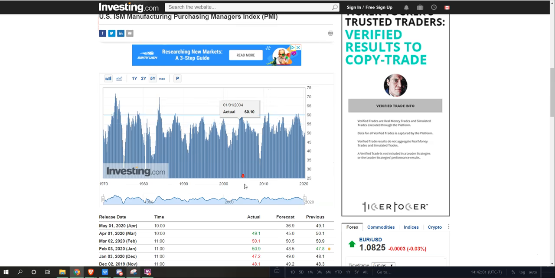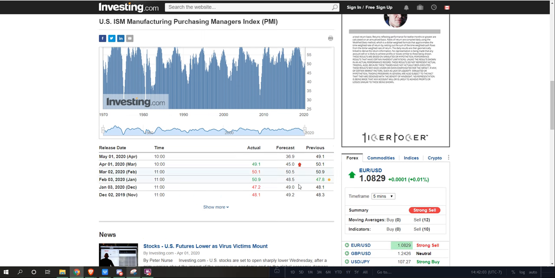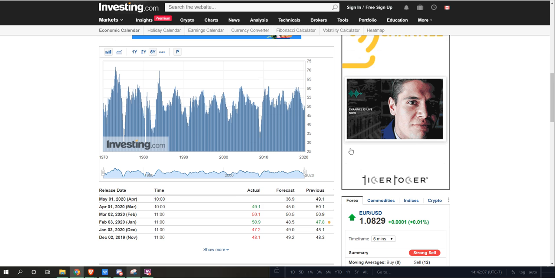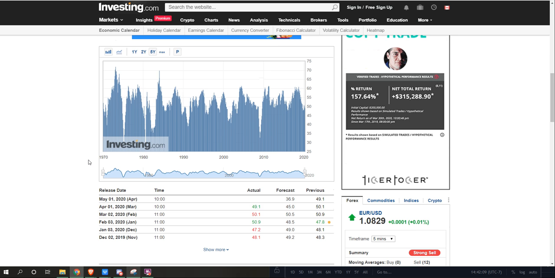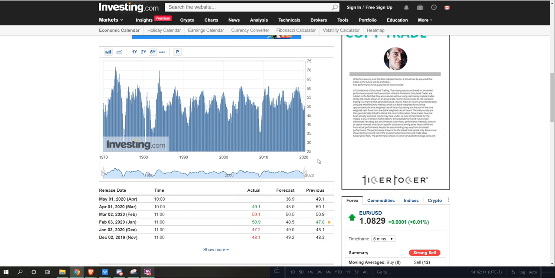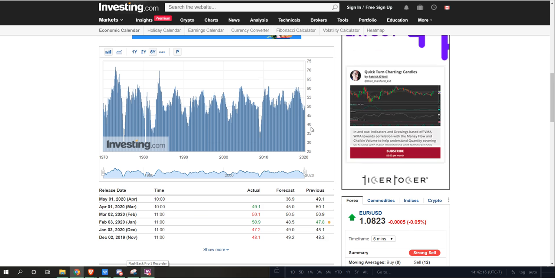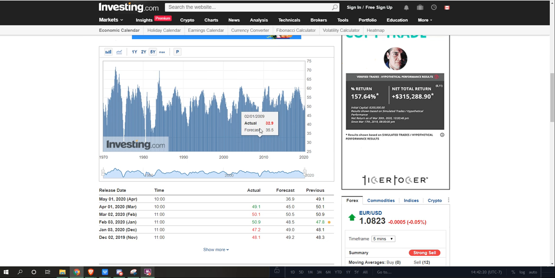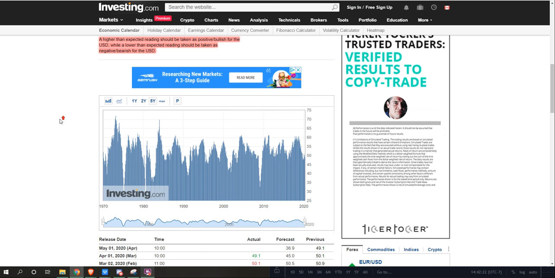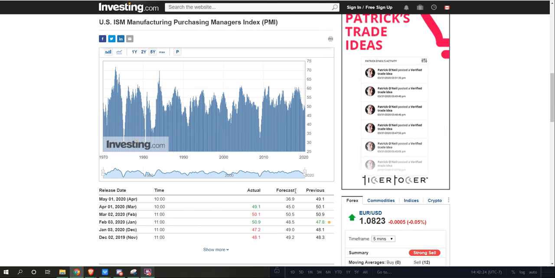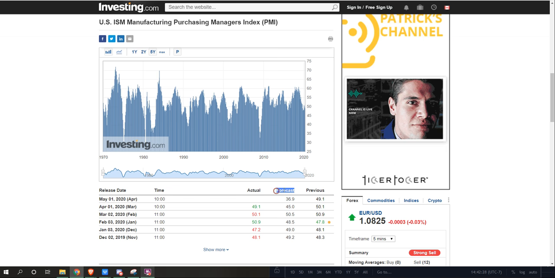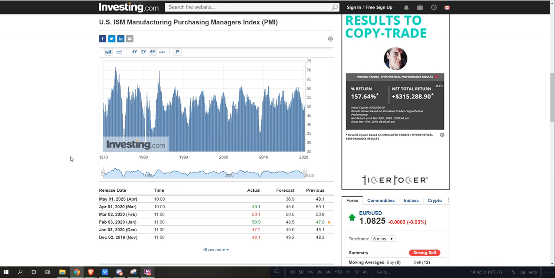We see that right now the forecast is 36.9 with the previous at 49.1. If we look at the historic charts dating all the way back to the 1970s, we can see that the forecast is around 36.9, so basically almost at the 2008-2009 low. It's already priced in terms of the forecast and what people are expecting, but if it's lower than the forecast, it's going to be pretty bearish.